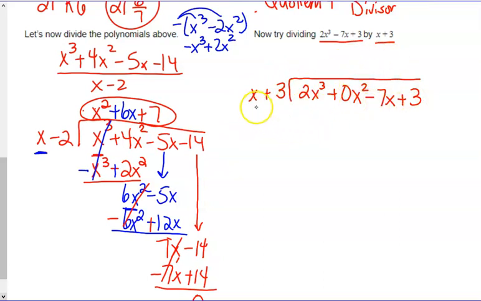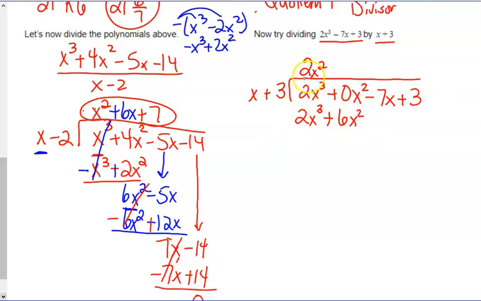All right, so here we go. What do we multiply x by to get a 2x cubed? Well, I need a 2. And I take one of these away, leaving 2. So a 2x squared would be what I have there. Multiply that by each of these terms. So 2x squared times x is 2x cubed. 2x squared times positive 3 gives me a plus 6x squared.